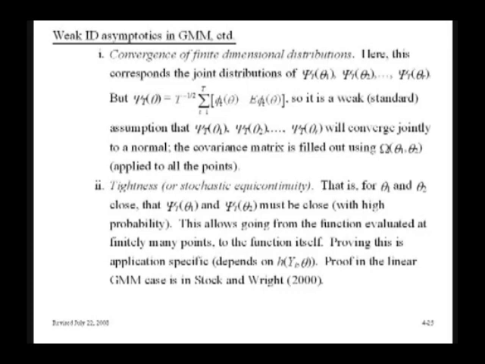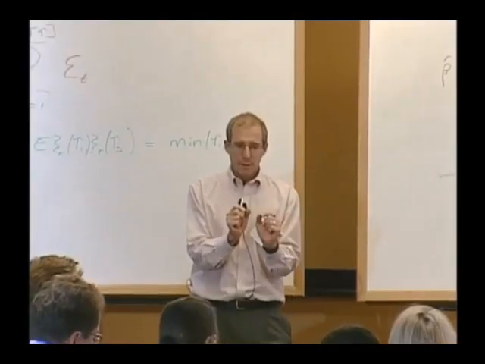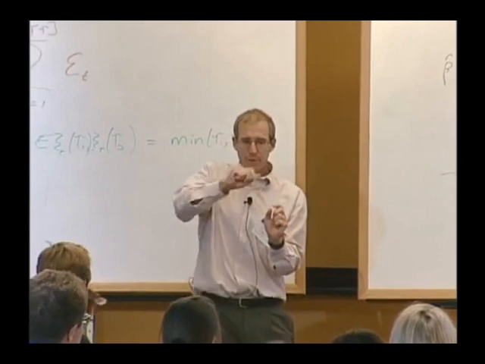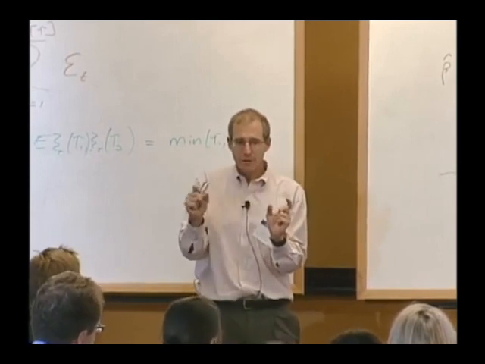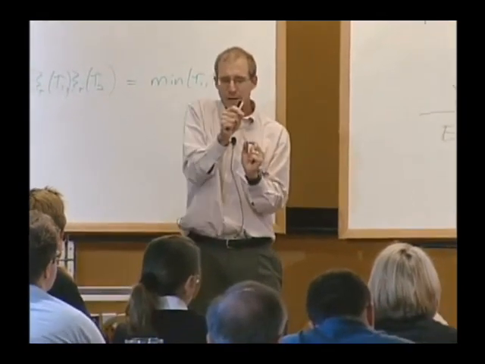The second thing we need is something called tightness. So if we can characterize it at any finite number of k points, that means we can come very close to characterizing the distribution of the process over the whole thing, but not quite. We need something that's going to help us connect the dots.